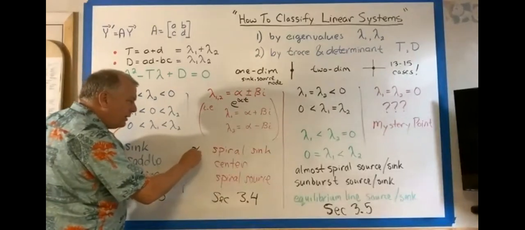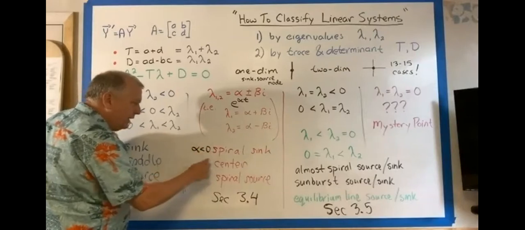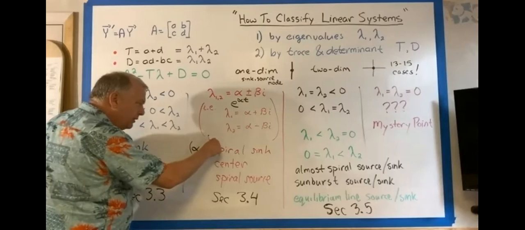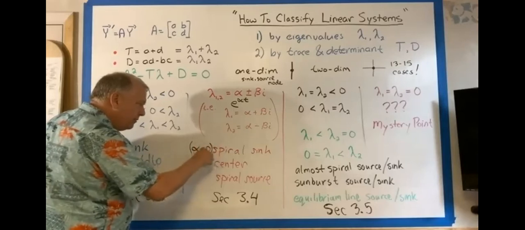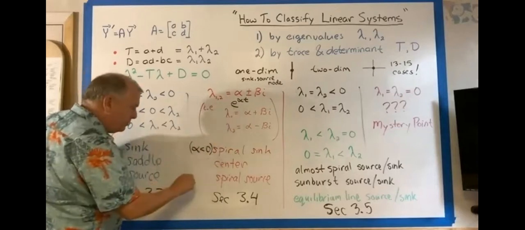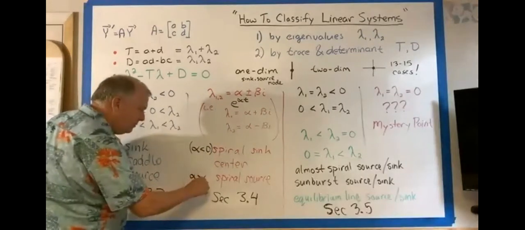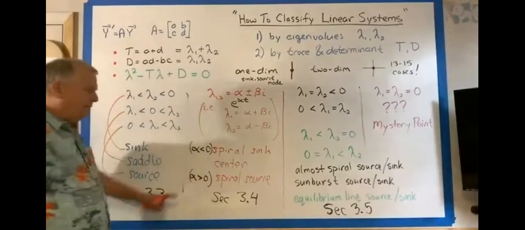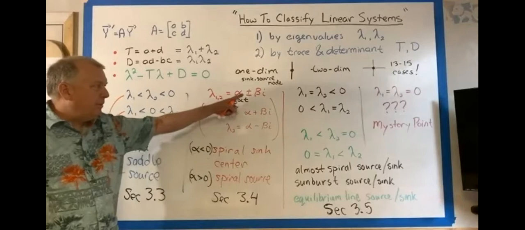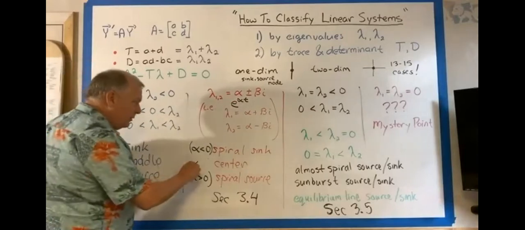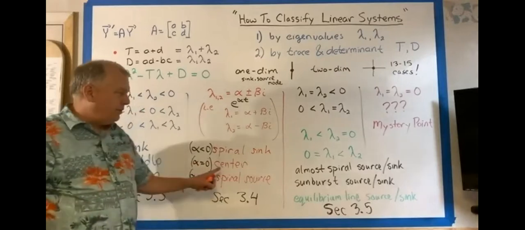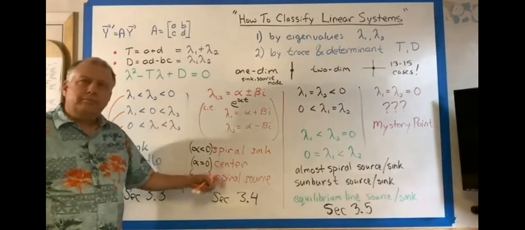If I got a complex number and alpha is negative, I have a spiral sink. If I have a complex number and alpha is positive, I have a spiral source. If I have a complex number and alpha is zero, that's the only other way it could be, then I have neither growth nor decay and I have a center.